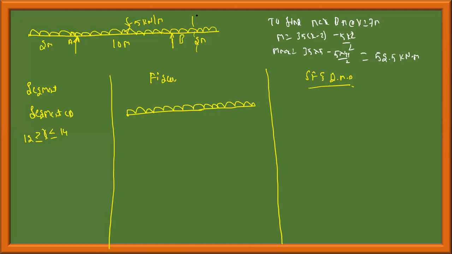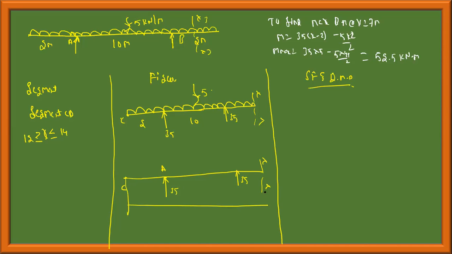I pass the section here. The loads are 35, 35, 2, 10, 5. Now, if I write it like this, this distance is x, this distance is x, and this is 5, this is 5.